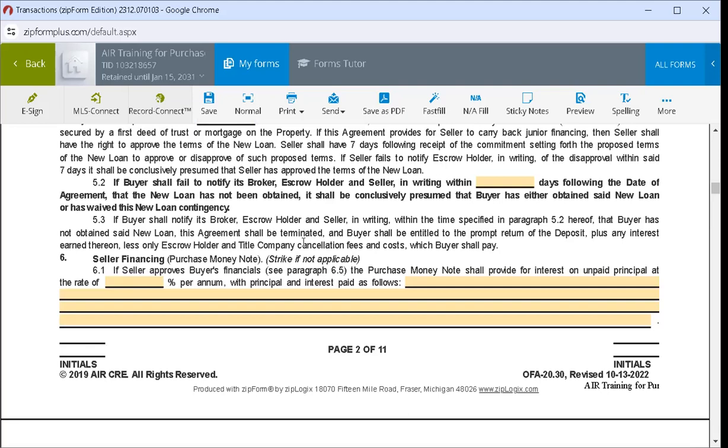So if the buyer notifies its broker, escrow, and seller in writing within the time specified in 5.2, the days you put in that you think it'll take to get the loan commitment, that the buyer has not obtained the new loan, this agreement is terminated and the buyer is entitled to the prompt return of deposit plus any interest they earned on that account. Okay? Less, if there was any fees, cancellation fees or costs. The 100 is non-refundable. Okay?